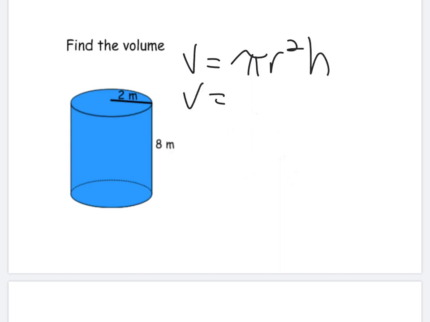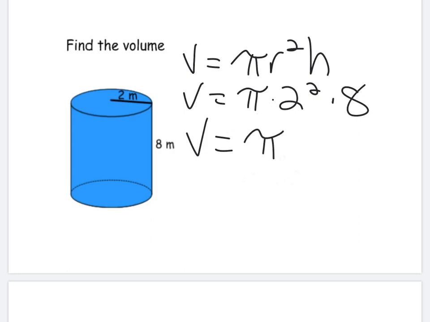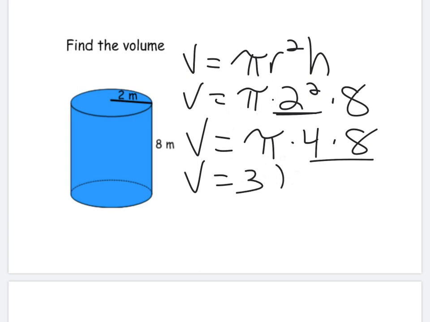Again, if we did another example, I would have volume equals pi r squared h. I substitute my numbers in, so I would have pi times the radius, which is what we have in the picture because it only goes halfway through, so it's 2 squared, times the height, which is 8. So volume equals pi. I do my exponents first, so 2 squared is 4, 2 times 2, and then times 8. Then I multiply the numbers that I know, so 4 times 8 is 32, and we're leaving our answer in terms of pi. So volume equals 32 pi, and our units are meters cubed, again because it's volume.